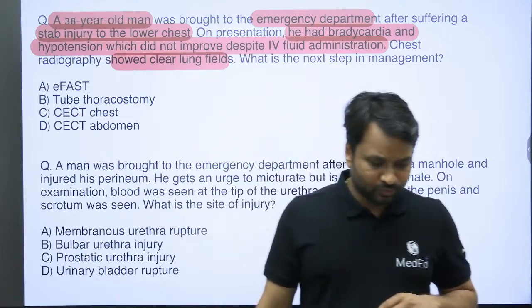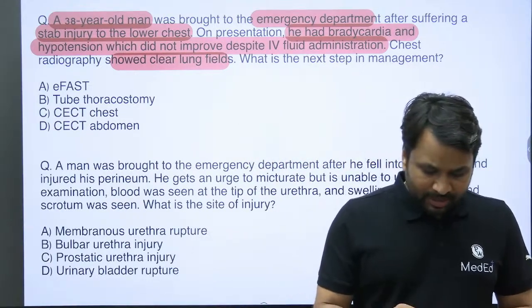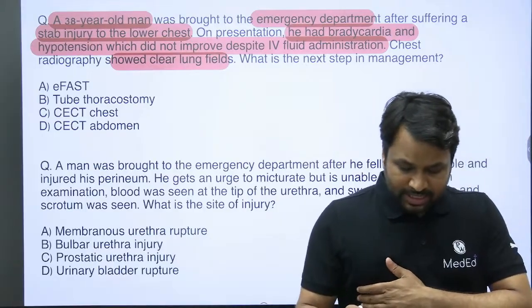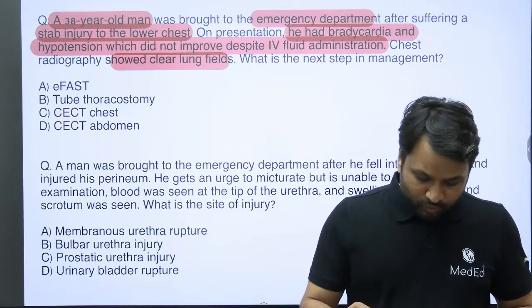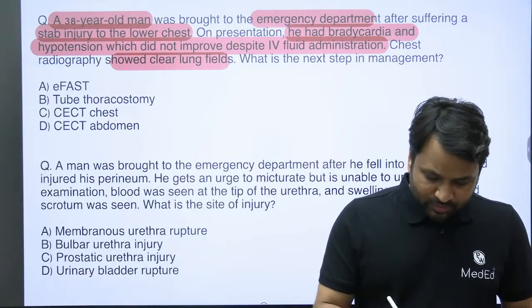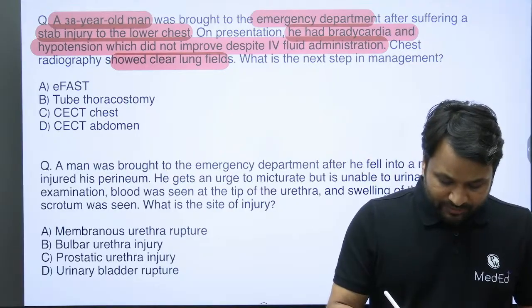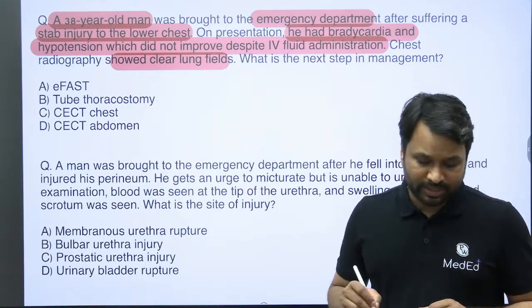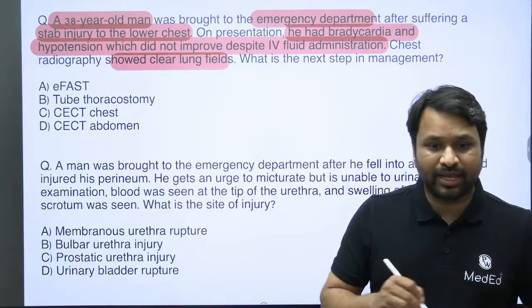Okay? So here, coming to this question, I have a patient who's been brought to the emergency department after a stab injury in the lower chest. He has bradycardia and hypotension, which did not improve on IV fluid administration. The chest radiograph was showing clear lung fields. What is the next step in management? Is it going to be an EFAST? Is it going to be a tube thoracostomy? Is it going to be a CECT chest or CECT abdomen? What is your likely answer?